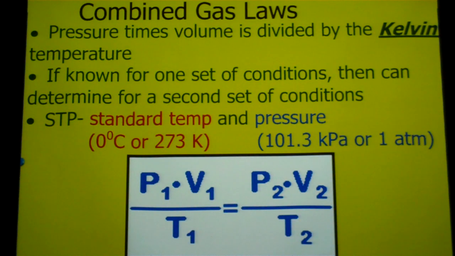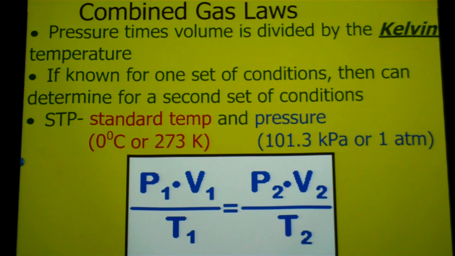When talking about combined gas laws, the equation is pressure times volume, and that is divided by the Kelvin temperature. The temperature must be in Kelvin. If you know one set of the conditions, then you can determine the second set.